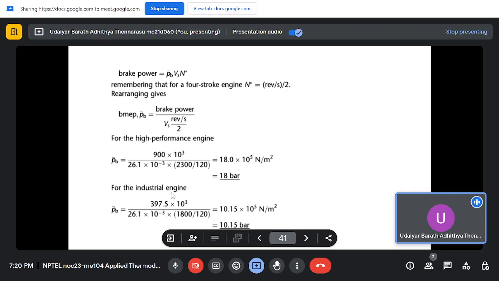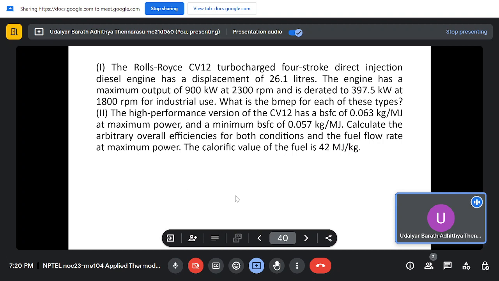So for the industrial engine case, the brake power is 397.5 and the speed is 1800. So substituting that, 397.5 into 10 power 3 divided by 26.1 for displacement volume into 10 power minus 3 into 1800 divided by 60 divided by 2. So this will give me 10.15 into 10 power 5 Newton per meter square. So 18 bar and 10.15 bar. So that is the brake mean effective pressure. So we have solved the first question.